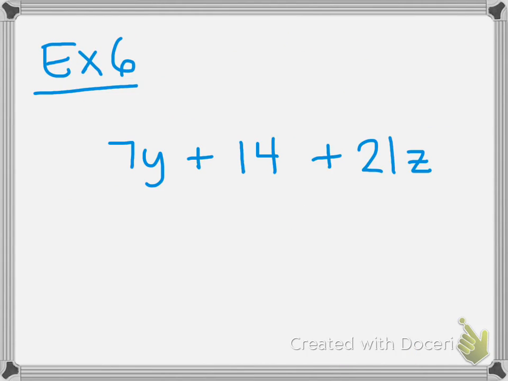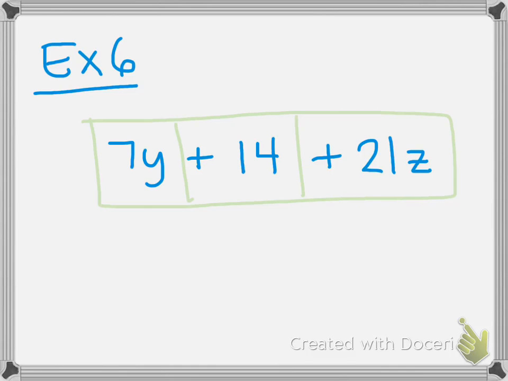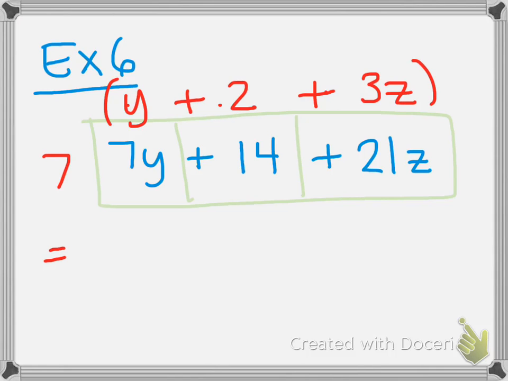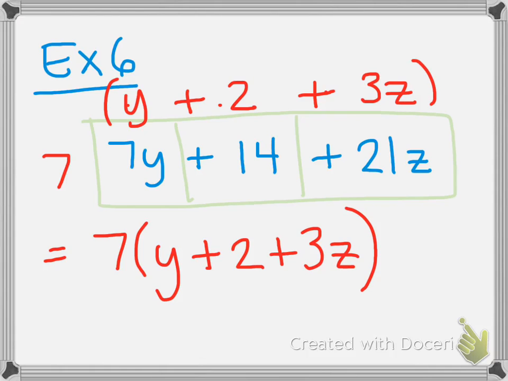Okay, example 7. 7y plus 14 plus 21z. So we're going to put a box around it, and put a box around the 3 parts, and then find a number that divides into 7, 14, and 21. Try to find the largest number that goes into all of them. So that would be 7. 7 goes into 7, 7 goes into 14, 7 goes into 21. So 7 times what number here gives me 7y? That would be y. 7 times what number gives me 14? That would be 2. 7 times what number would give me 21z? That would be 3z. So this part up top goes in parentheses, and the 7 goes outside the parentheses. So 7 times quantity y plus 2 plus 3z. Quantity meaning it's in parentheses.